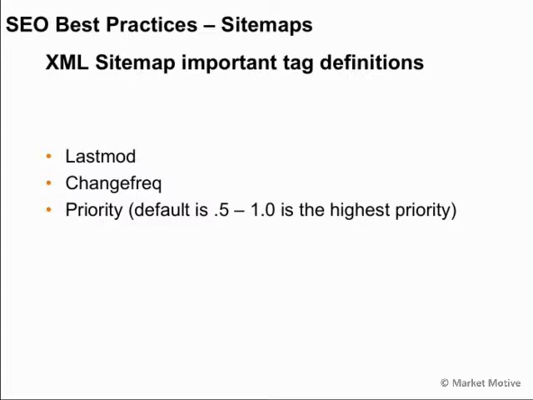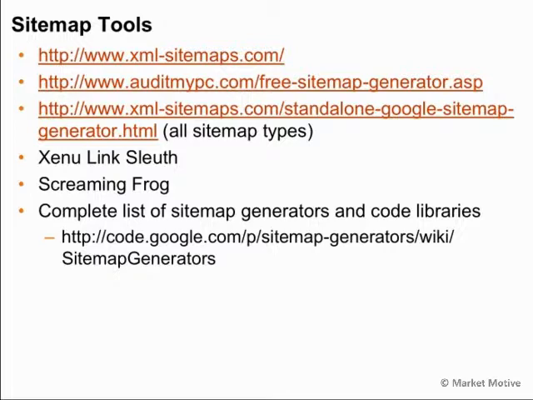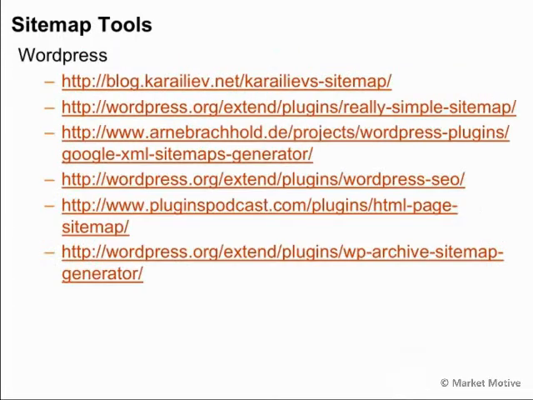There are several tools that you can generate your sitemaps with rather than trying to hand code something or come up with something on your own. There's a few tools out there. You can use these. If you're running WordPress, there's also some additional tools at these URLs here that will help you to generate those sitemaps within WordPress.